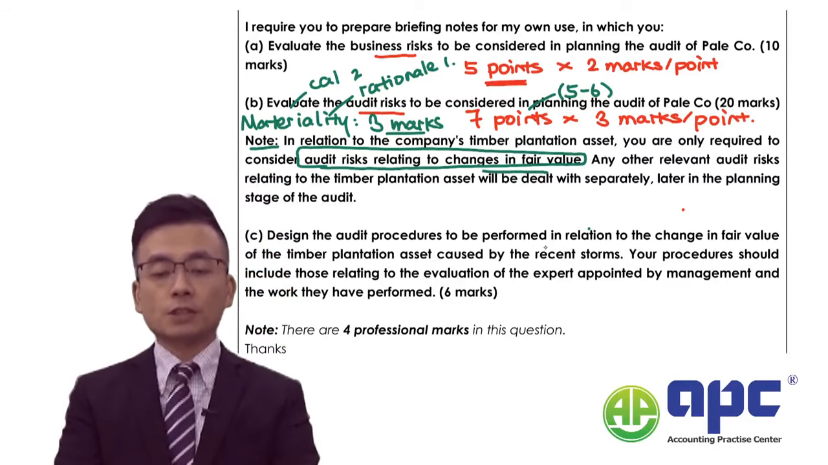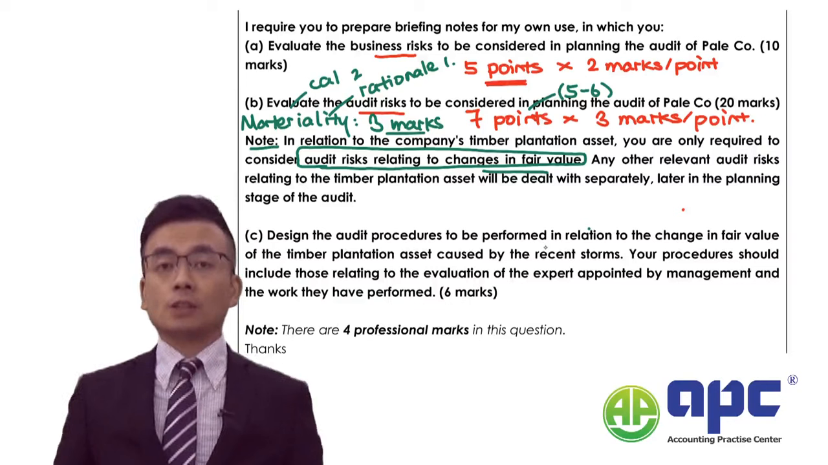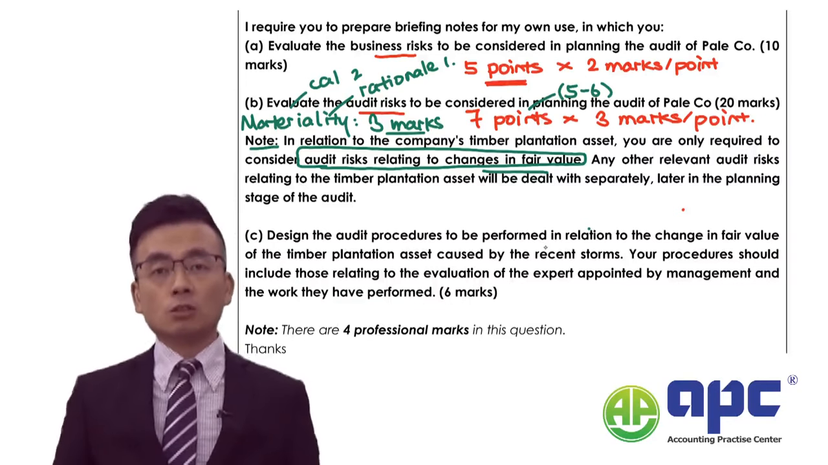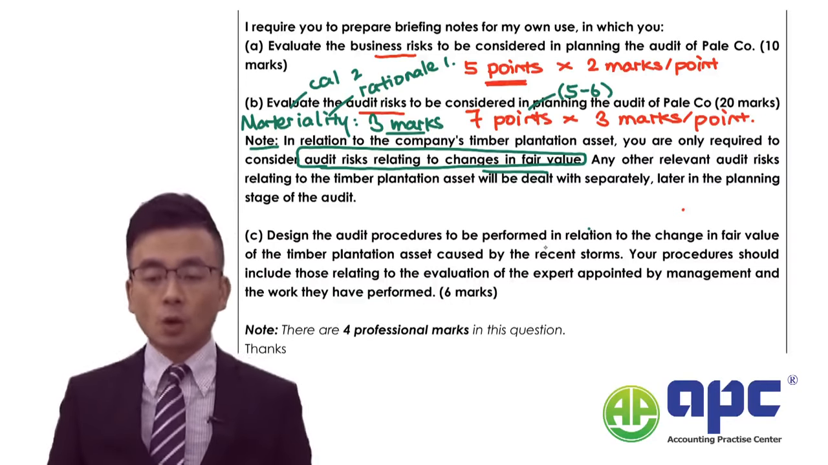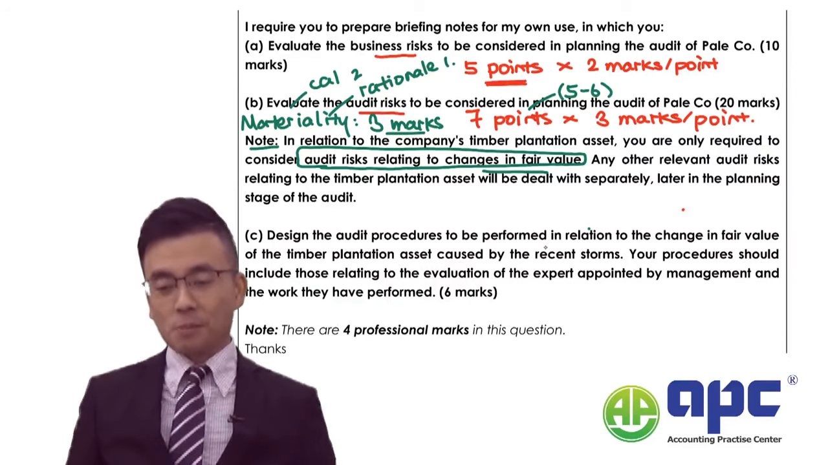Any other relevant audit risk relating to the timber plantation asset will be dealt with separately later in the planning stage of your audit. And that's why you're not required, as I said, to confirm the ownership and the amount of expenditure and so on. You need to watch out. Very important though.